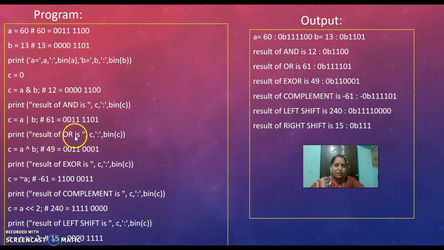So print result of OR is C, followed by the binary value of C. So you can see the binary value here. So the result of the OR operation is 61 and the value is this.